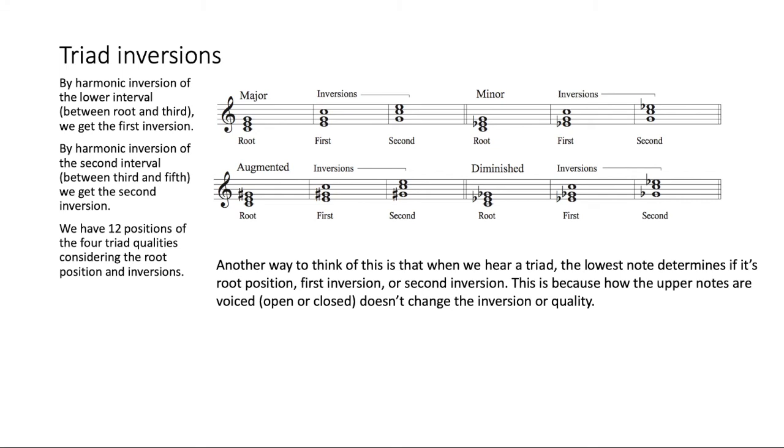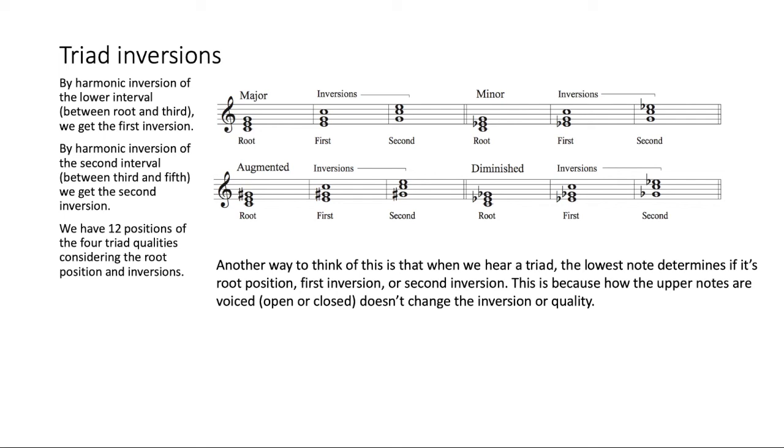By harmonic inversion of the lower interval, that is between the root and the third, we get the first inversion. By harmonic inversion of the second interval, that is between the third and the fifth, we get the second inversion. Considering the root position and inversions, we have 12 positions of the four triad qualities.